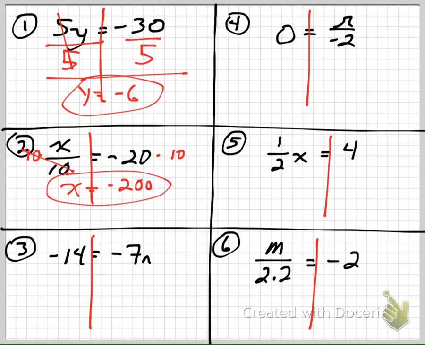Okay. Number 3. You're still all paying attention. What's a little bit weird about this one? First of all, line on the equal sign. Is the variable happy? No, not alone.